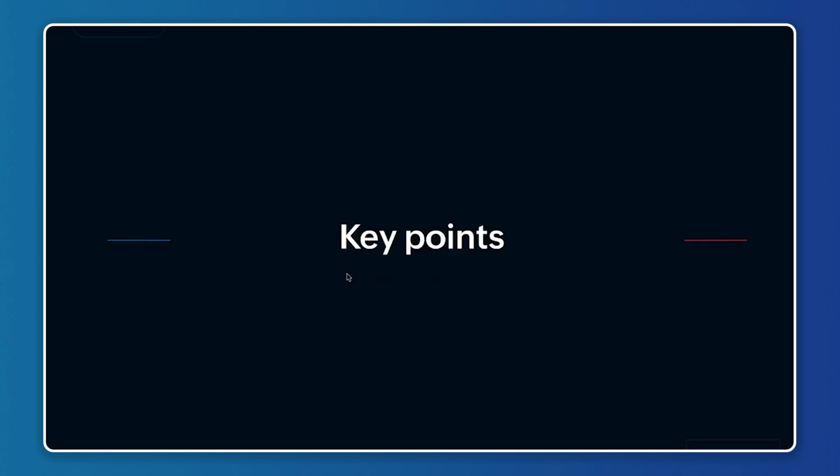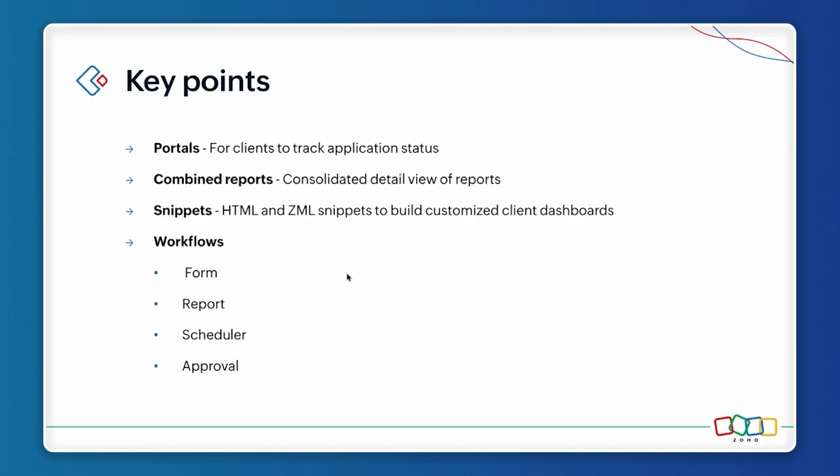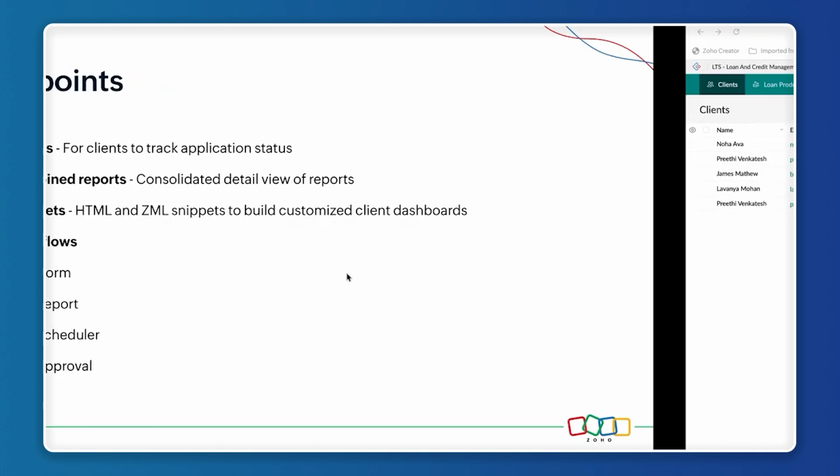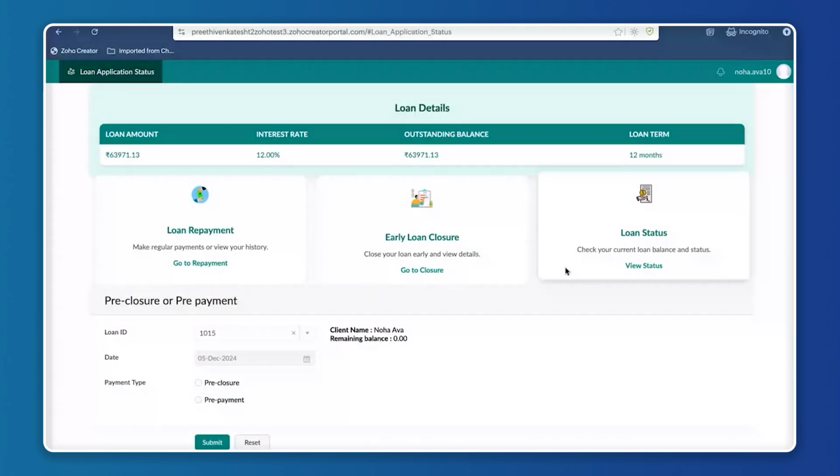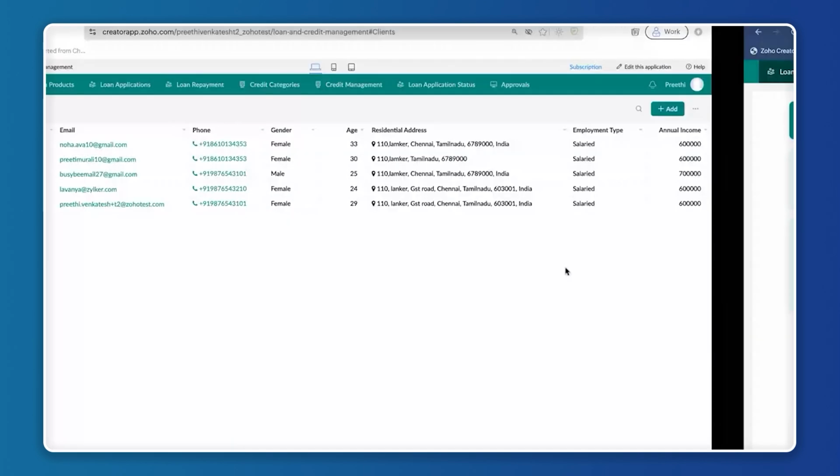So I think we came to the end of the session. Let me quickly give some key points and summarize the session. Here we have used different features in order to enhance the working of our application. For example, we gave the portal access of our application to the clients, where it was easy for them to track the entire application status, and they got to view the personalized dashboard where they can see the entire information about their loan.